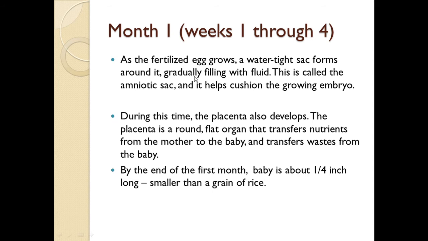See, as the fertilized egg grows, a watertight sac forms around it and gradually fills with fluid. This is called the amniotic sac and it helps to cushion the growing embryo. During this time, the placenta also develops in the first month of pregnancy. The placenta is a round, flat organ that transfers nutrients from the mother to the baby. It also transfers waste from the baby. See how amazing it is that by the end of the first month, the baby is about 1/4 inch long, smaller than a grain of rice.